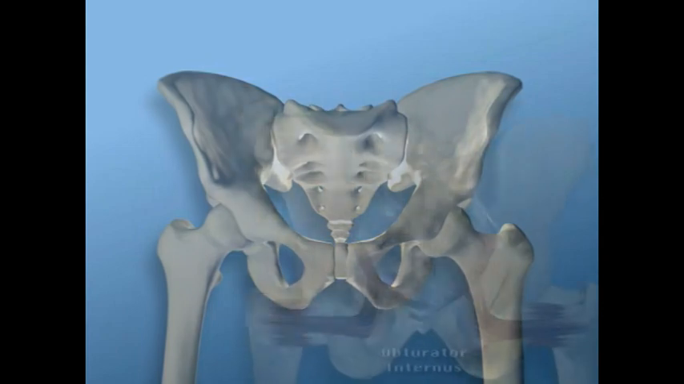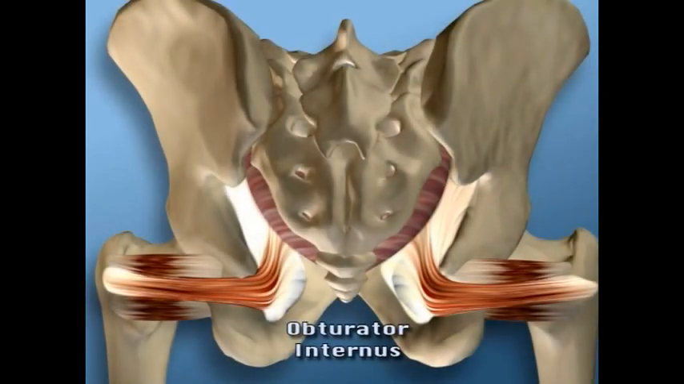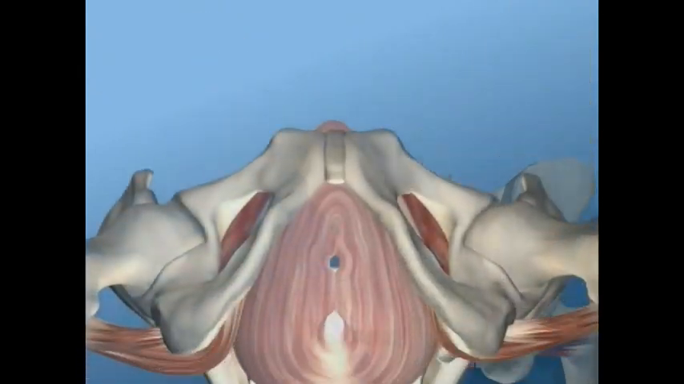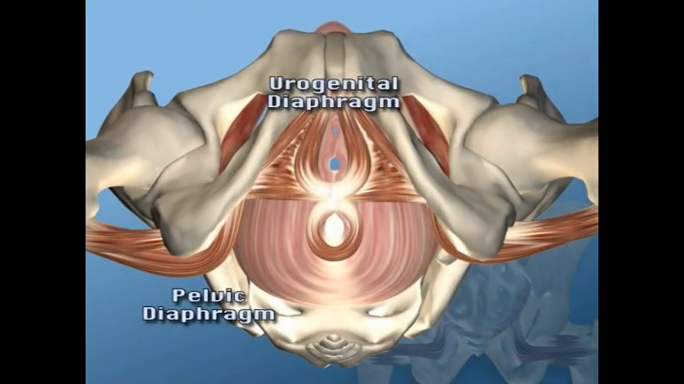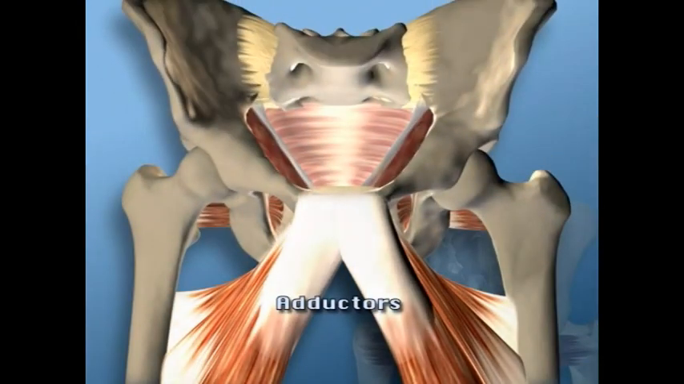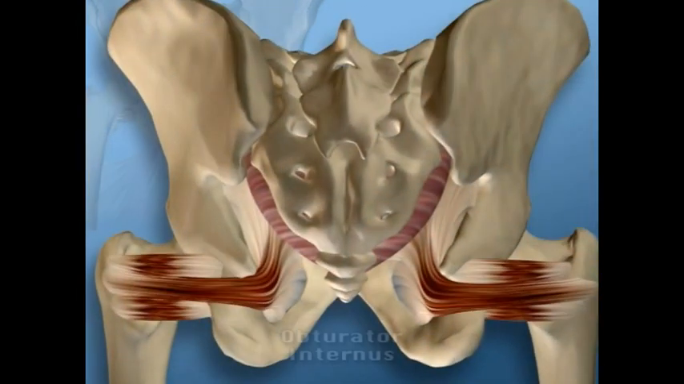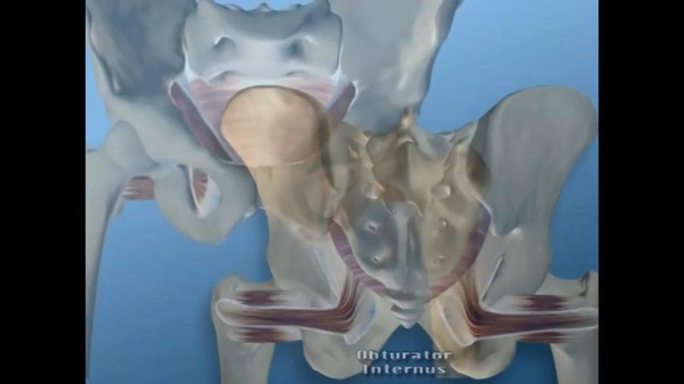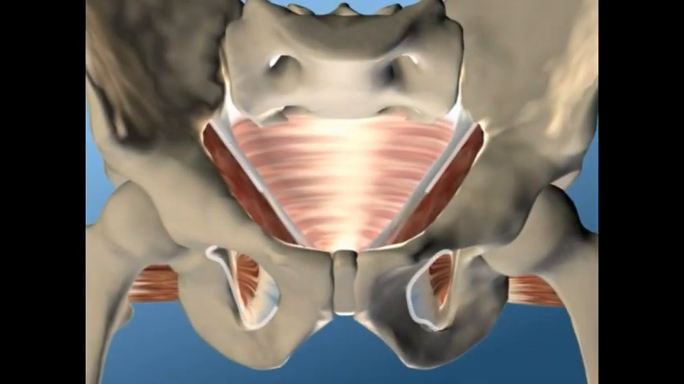The muscles of the pelvic rotator cuff include the obturator internus, superior and inferior gemelli, pelvic diaphragm, urogenital diaphragm, external sphincters, and adductors. The obturator internus runs from the greater trochanter of the femur, around the lesser sciatic notch, and attaches on the lateral aspect of the arcuate tendon and the internal perimeter of the obturator foramen. The arcuate tendon attaches anteriorly on the pubic bone and posteriorly to the ischial spine.